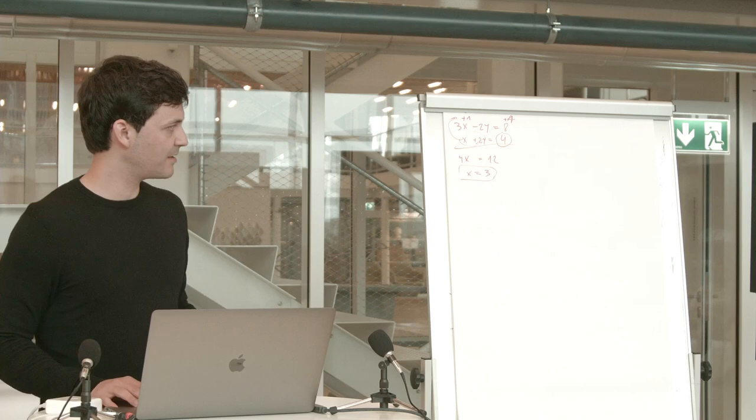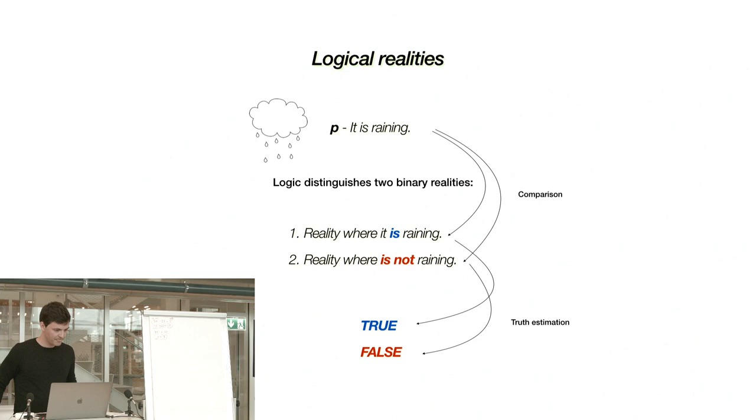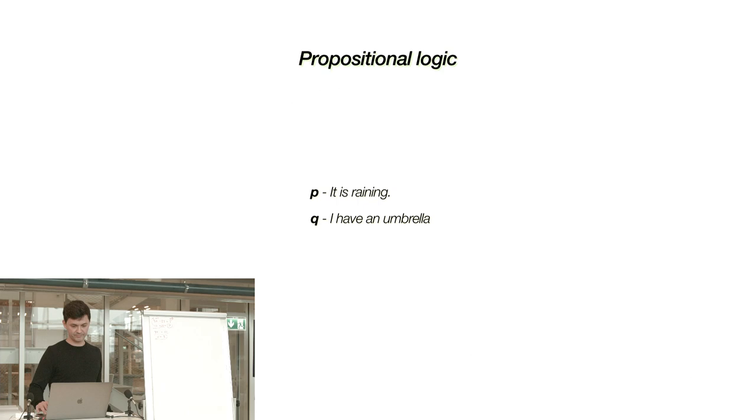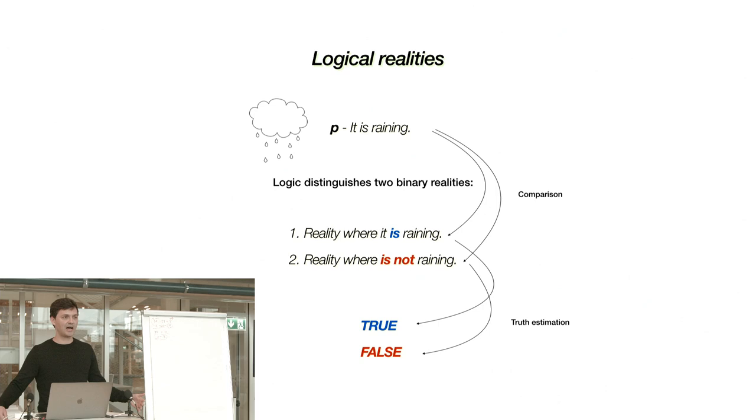So now let's go to an example so as not to go too abstract. We had these two sentences, it's raining and I have an umbrella. This is what we are going to work with now. So let's see how logic works with this sentence, it is raining. So for logic, it is raining is a kind of statement. And when you give this statement to logic, logic gives you two options. It constructs two binary realities.